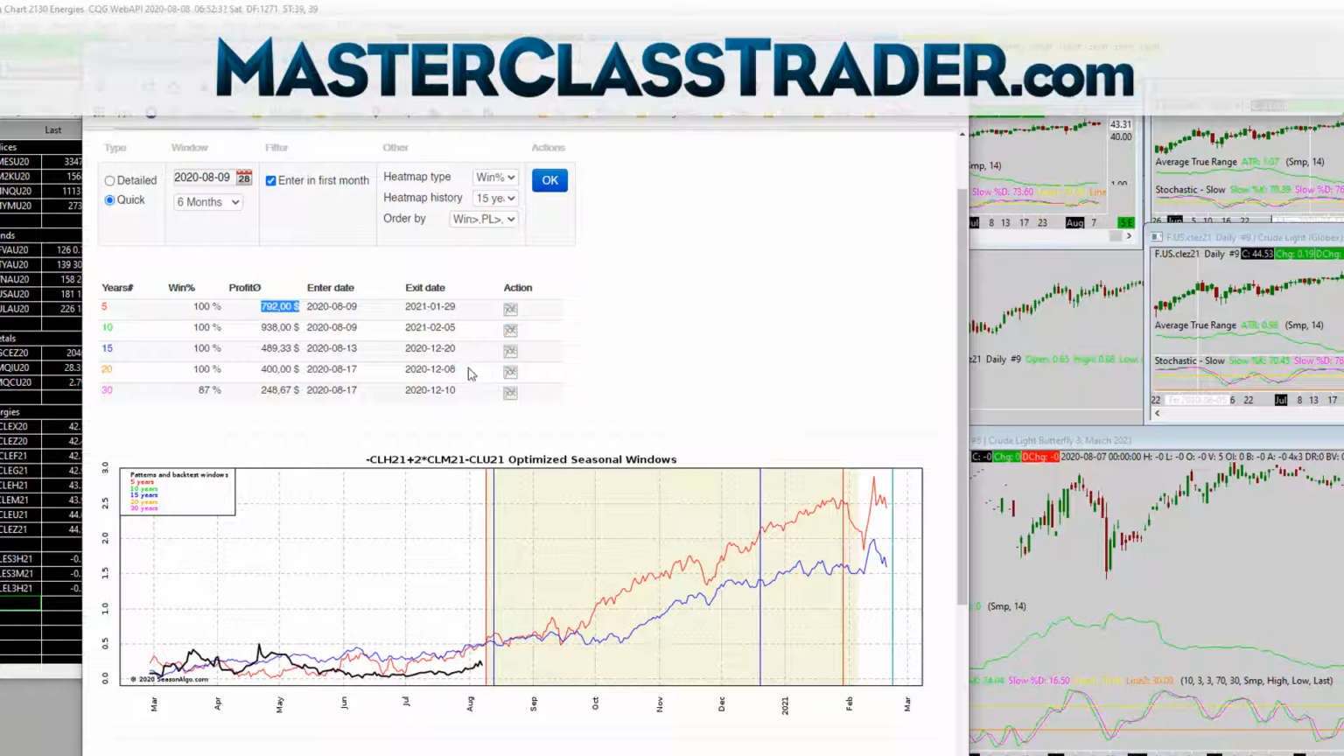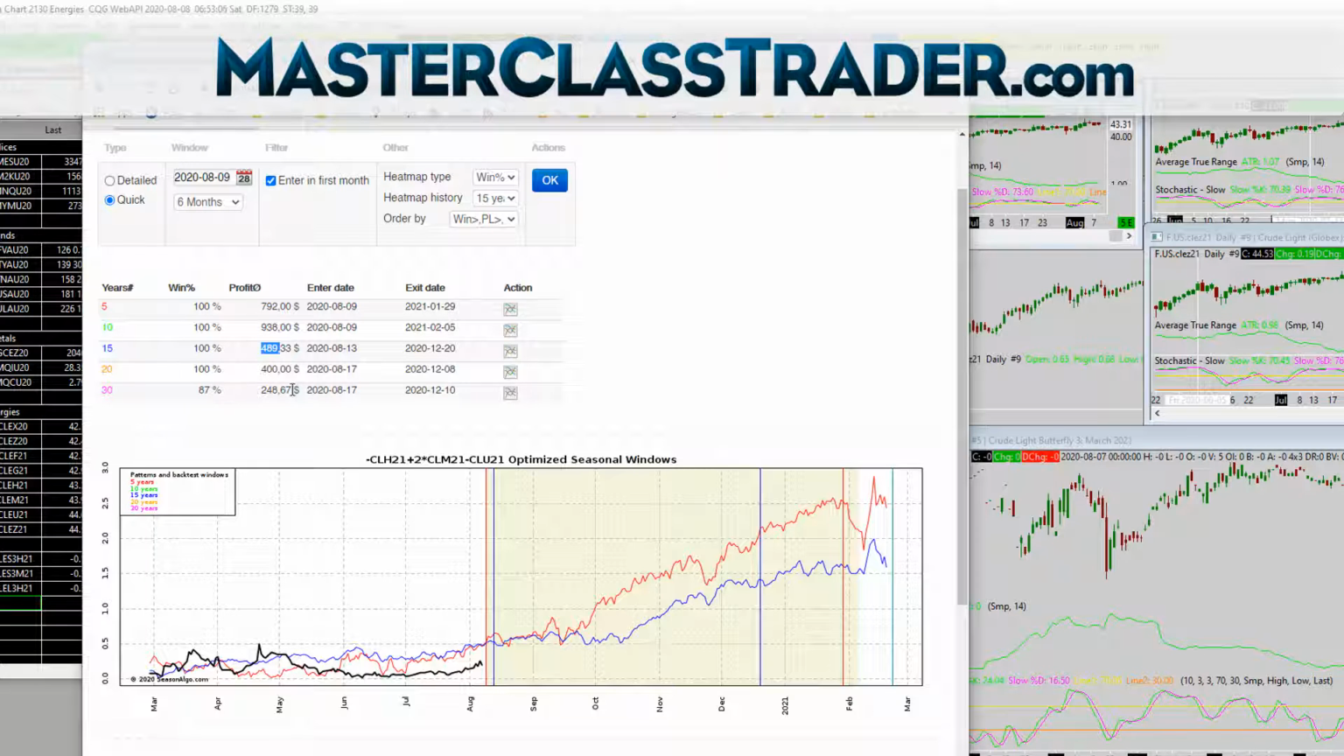In the last 10 years, entering roughly around the 9th of August, exiting early February, you're making almost $1 on the trade, $938. Last 15 years, entering mid-August and exiting in December, slightly less profit, $489. These are averages. This is the past, remember? Okay, nothing guaranteed. But this is where we start looking. We start seeing patterns here.